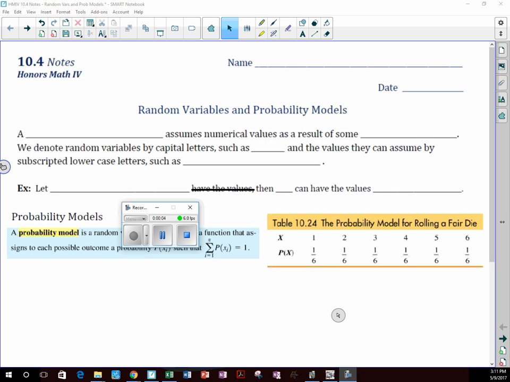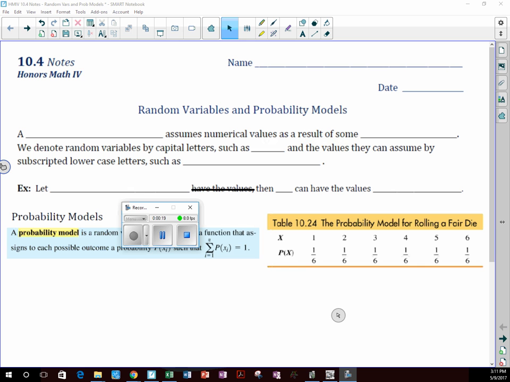Alright, today we're going to be talking about section 10.4, which is about random variables and probability models. We'll get through about half the lesson today and half the lesson in our next video. We'll just get some definitions out of the way here.